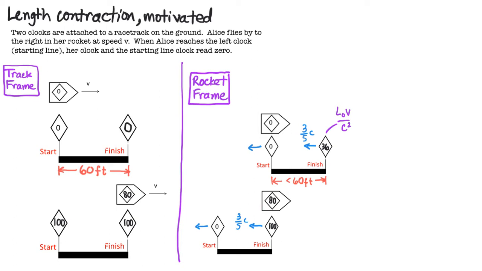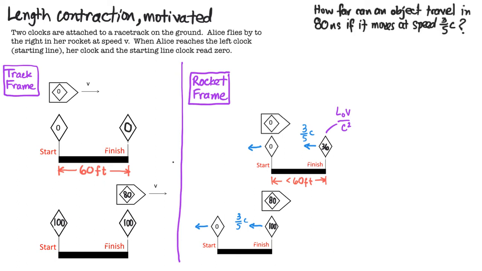And we're just going to ask the simple question: if you have an object moving at 3/5 c, how far can that object travel in 80 nanoseconds? Okay, so here's our question. How far can an object travel in 80 nanoseconds if it moves at speed 3/5 c? Well, we know that the distance it can cover is given by the speed multiplied by the elapsed time. So it can go a distance given by 3/5 foot per nanosecond times 80 nanoseconds. Okay, 80 divided by 5 is 16. 16 times 3 is 48.